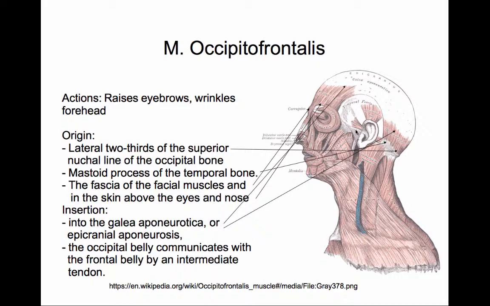Then is the occipitofrontalis muscle. It raises eyebrows and wrinkles the forehead. The origin is in the lateral 2/3 of the superior nuchal line, just laterally from the trapezius to the ear here, and then on the mastoid process of the temporal bone. The fascia of the facial muscles here, and in the skin above the eyes and nose insertion here. The insertion is in the galea aponeurotica here. It's a tendon going all over the scalp, and it connects the 2 parts.